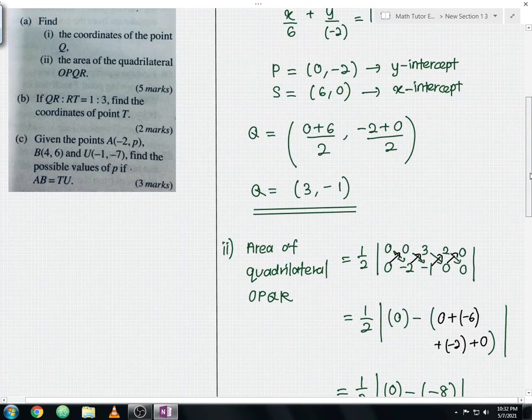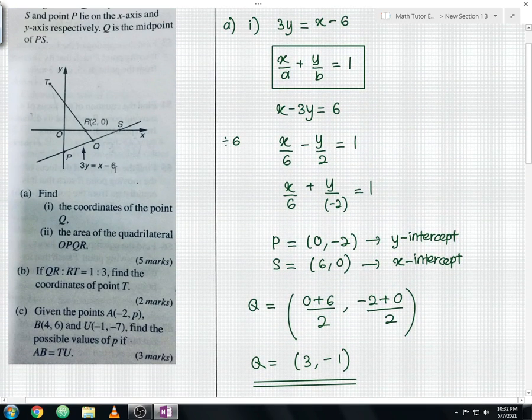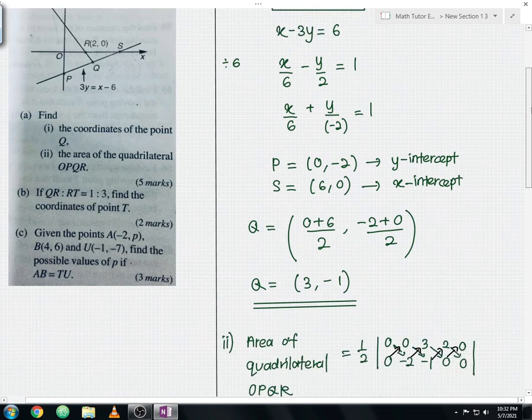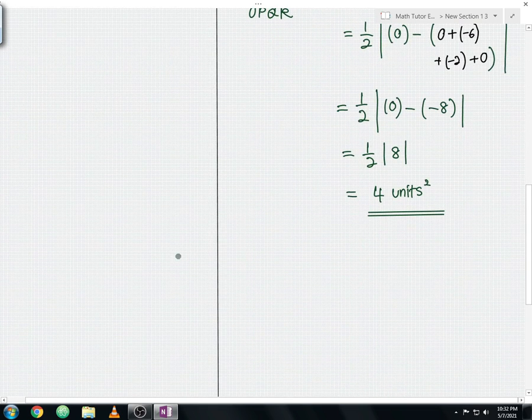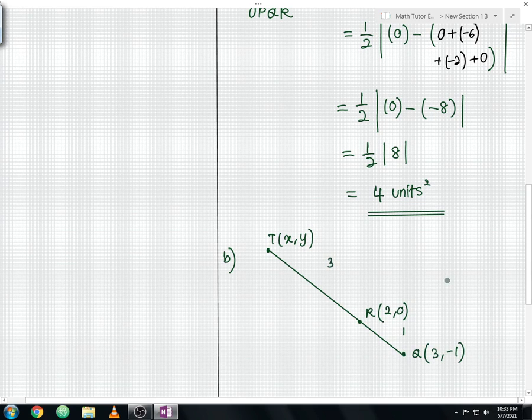Okay, so let us proceed to our discussion for the question part B, where we need to find the coordinates of point T over here. Okay, given that the ratio of QR is to RT is 1:3. So this is the straight line over here, and we are required to find the coordinate T. Okay, so let me do a rough sketch over here. So please wait, guys. Okay, so this is the rough sketch.